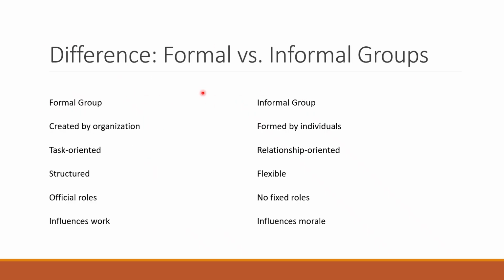Let's now differentiate between the two by taking the criteria. We say that formal groups are created by the organization, but informal ones are formed by individuals. Formal groups are more task oriented, but informal groups are relationship oriented. Formal groups are more structured as they are created by the organization. Informal groups are very flexible. Anyone can enter and exit the group anytime as per their own wish.